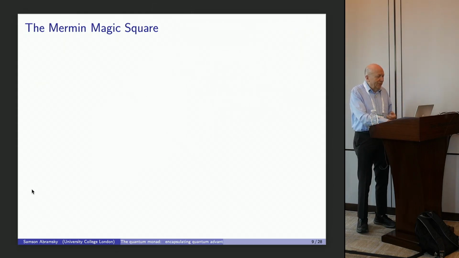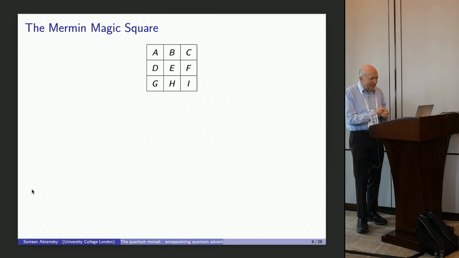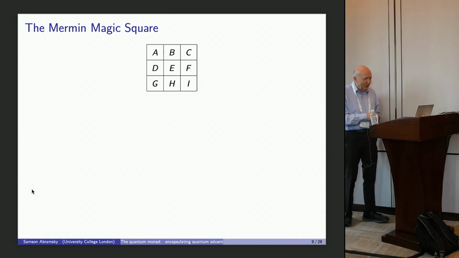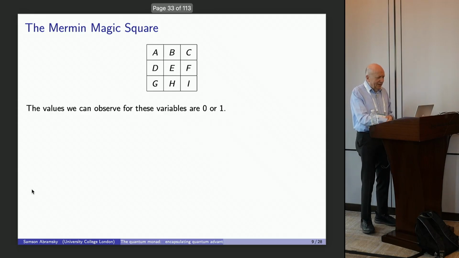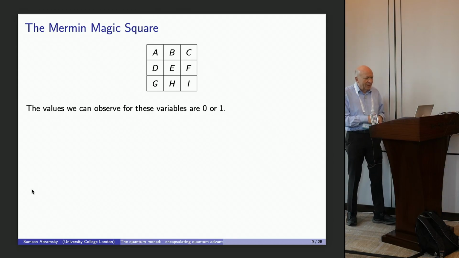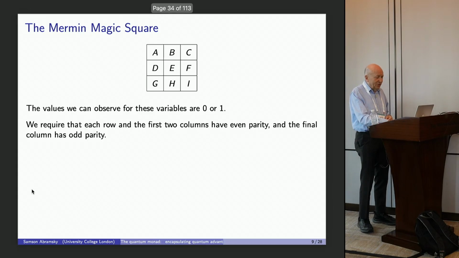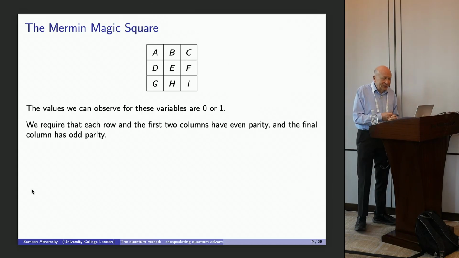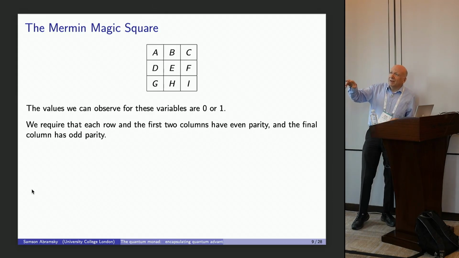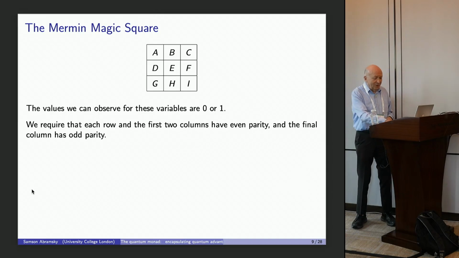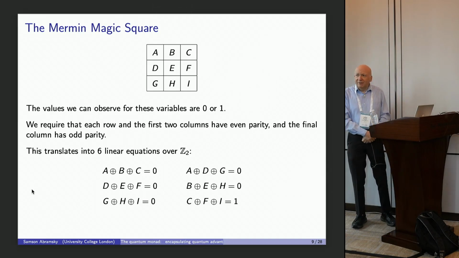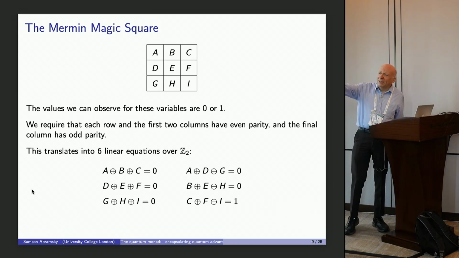Okay, so what would be an example of this? Well, we can use a familiar example, well, familiar to many, of the Mermin or Peres-Mermin magic square. Now, how does this look? We have a bunch of variables which we arrange like this, 9 variables, and the values we can observe from these variables are 0 or 1. And we require that each row and the first 2 columns have even parity, and the final column has odd parity. And if we write that down as some equations over Z2, we think of them as Boolean variables, and we just use exclusive OR.